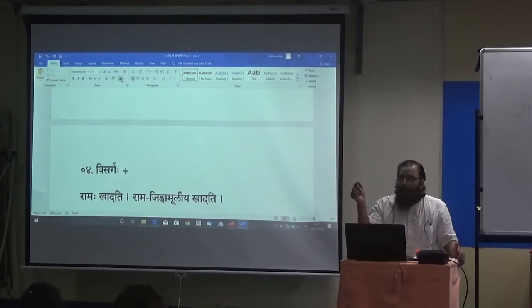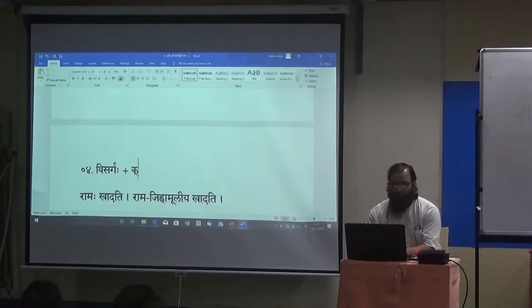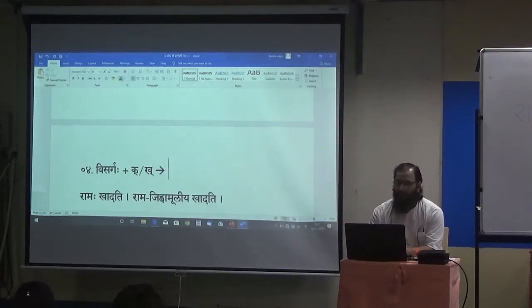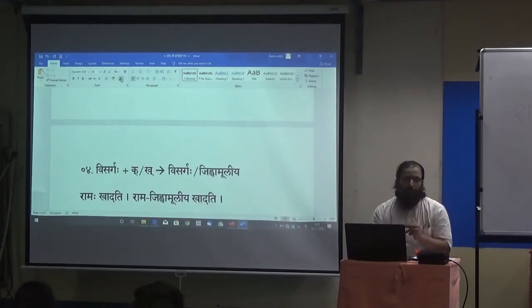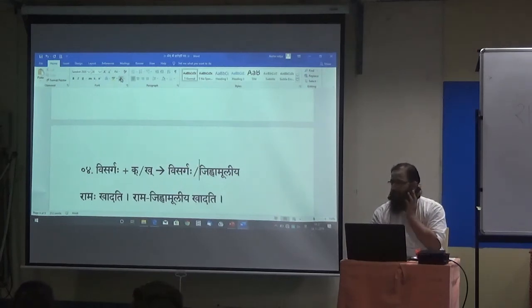It means what? Among the kar letters, when it is followed by kakara or khakara, then you get Jikhva Moliya optionally. Either it will remain Visarga or Jikhva Moliya. So two possibilities are there. Either Visarga will remain as it is or Jikhva Moliya. Clear? Yes. Either you can say Ramaha Kadati or you can say Rama Kadati. Chanting you say this is a must.